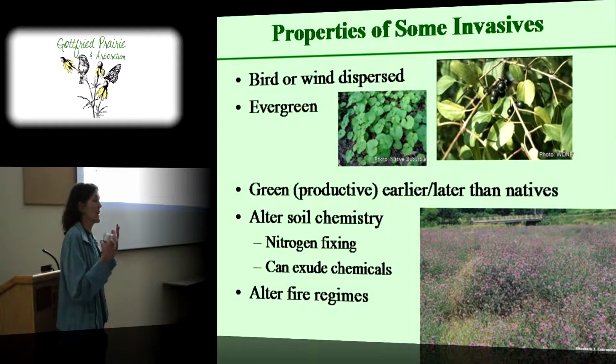And normally you wouldn't have that hot of a fire going through a wetland. Or you may have a situation like with spotted knapweed in a prairie where you're trying to burn your prairie and you can't because the spotted knapweed doesn't burn because there's not much vegetation there. So it can be both ways.